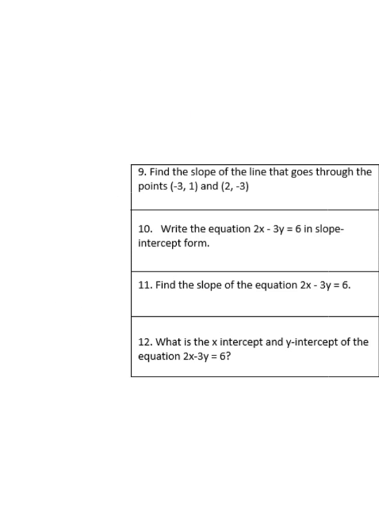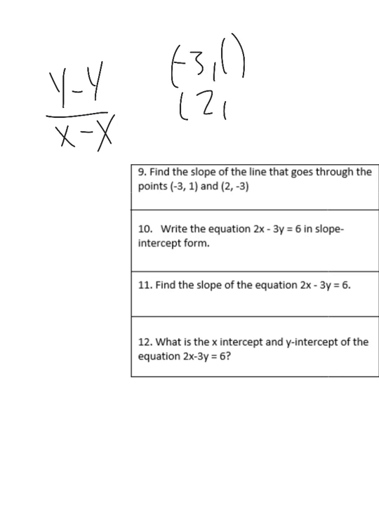All right. Now we got some easy ones here. Number 9, find the slope of a line that goes through the points negative 3, 1, and 2, negative 3. That's just our picnic table equation, where we subtract our y's, subtract our x's, and find the slope of a line that goes through this. So here's what I would do. Negative 3, 1, I'd write that here, and 2, negative 3, and I'm going to label each one an x and a y, so it's very easy which ones are my y's and which ones are the x's.